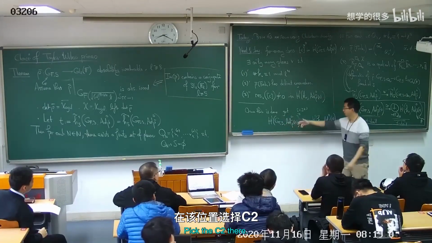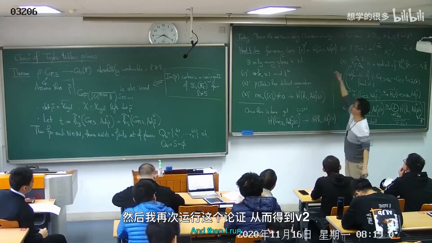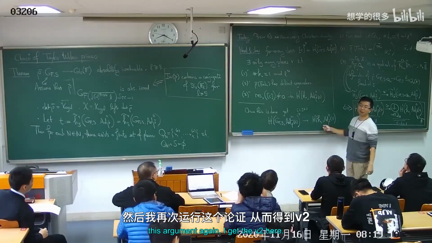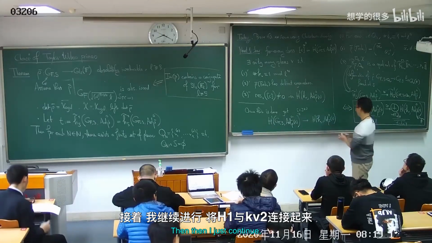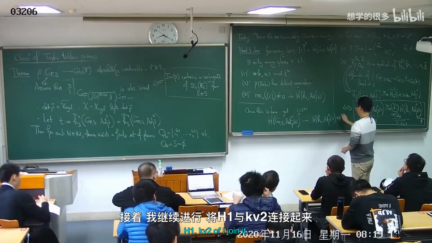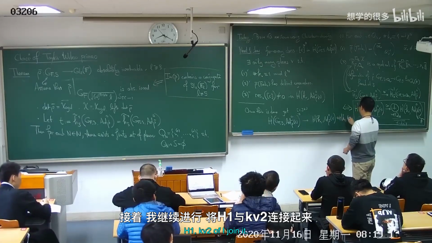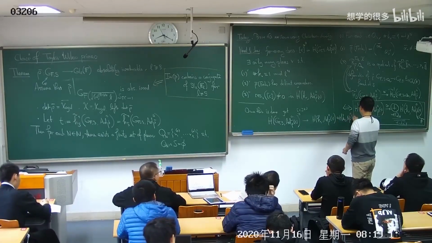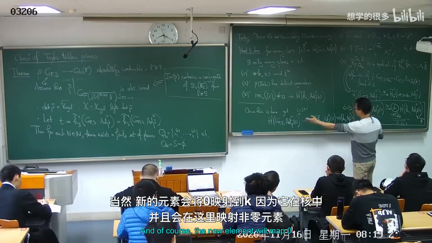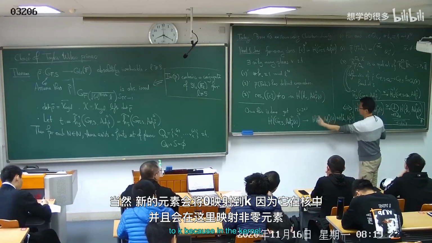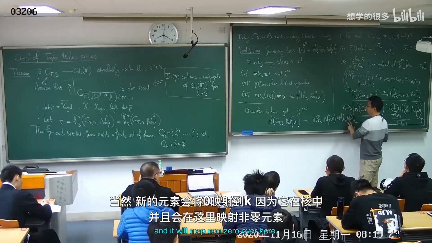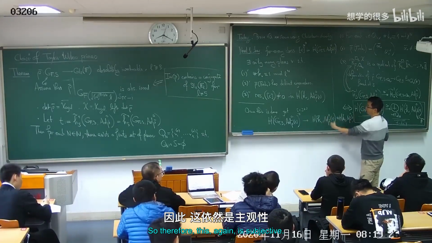Right? I pick the C2 there. And then run this argument again, I get a V2 here. Then I just continue. H1 KV2 of R joint. And of course, the new element will map 0 to here because it's in the kernel. And it will map non-zero over here. So therefore, this, again, is surjective.